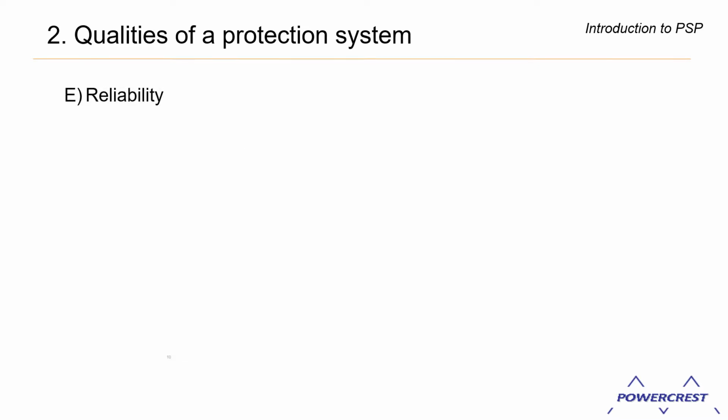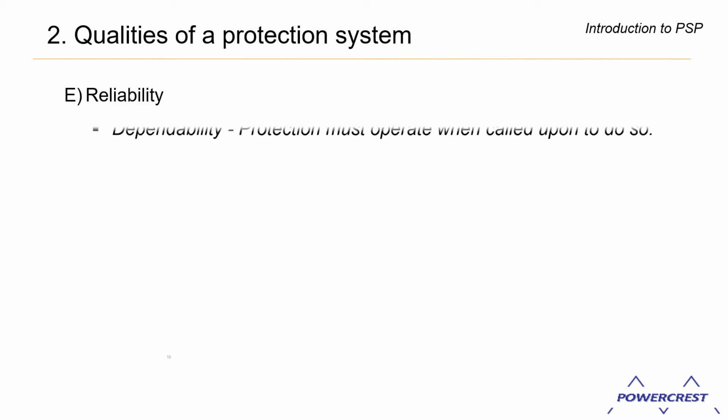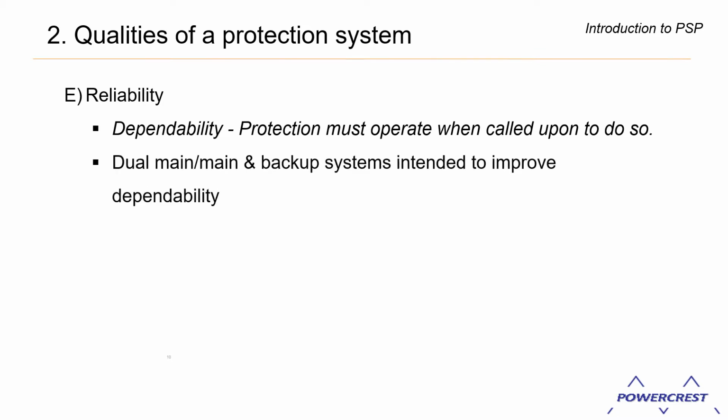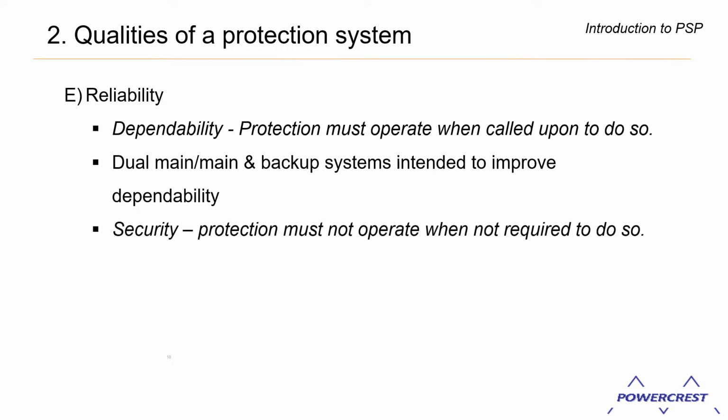The R stands for reliability. Reliability could be subdivided into dependability. The protection must operate when called upon to do so, right? And to improve dependability, on important strategic systems we often have dual main systems, or main and backup systems, which is intended to improve the dependability of the protection scheme.